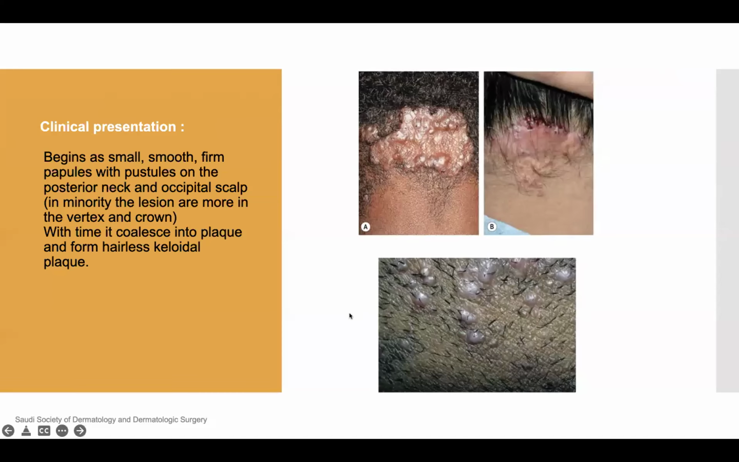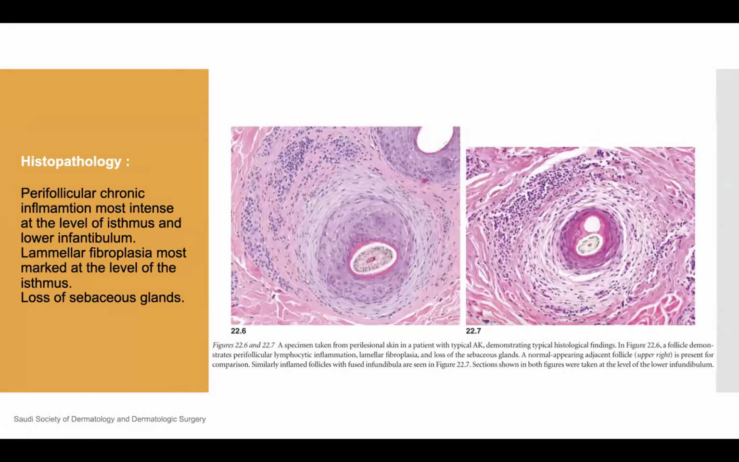It presents, first of all, as smooth, firm papules, sometimes pustules, on the posterior part of the neck at the occiput. With time, it coalesces into plaques or keloidal plaques associated with scarring alopecia, as we can see here. In the histopathology, we can see a mixed infiltrate of neutrophils and lymphocytes at the level of the isthmus and lower infundibulum. And don't forget to mention its characteristic loss of sebaceous glands.